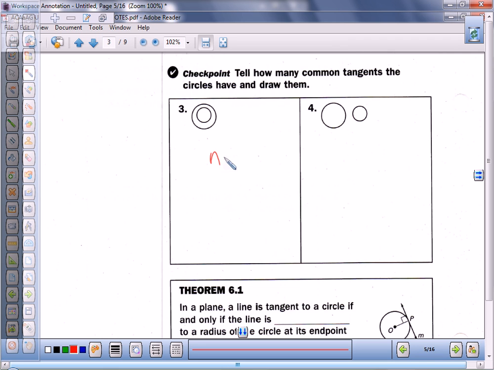Well, number 3, there are no common tangents. Okay, on this one, you may see these 2 right off the bat. I can't draw them very well. But there are also 2 more that go through the center. So this one has 4 common tangents.